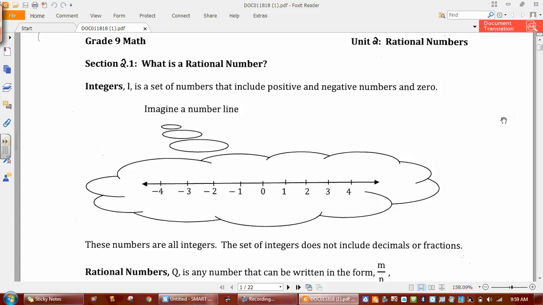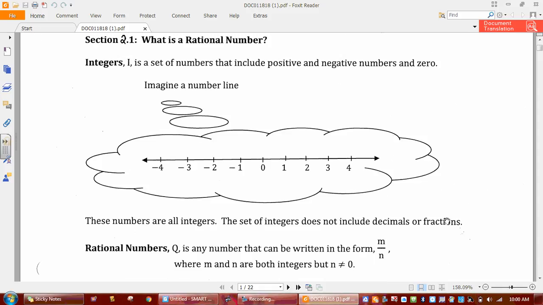Okay, so we are now going to be talking about Unit 2 review. So this is rational numbers. For the Unit 2 review on rational numbers, we need to remember our sets of numbers. Integers are sets of numbers that are positives and negatives. So they're positive and negative whole numbers. If we have a number line, there are positive and negative whole numbers on this number line.